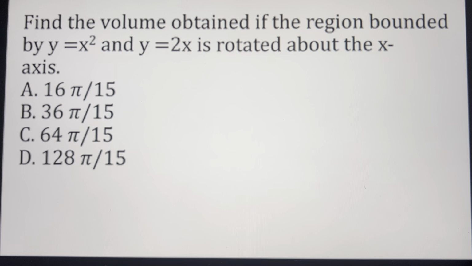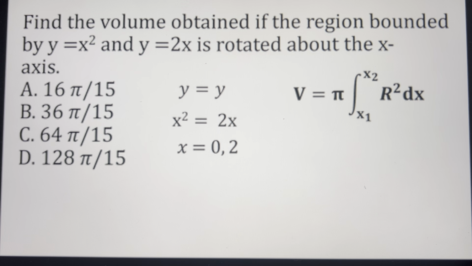Find the volume obtained if the region bounded by y equals x squared and y equals 2x is rotated about the x-axis. So let's find first where the two functions intersect. So equate the two y's. So that will be x squared is equal to 2x. Shift solve, x will be 0 and 2. So these will be the limits of our function.